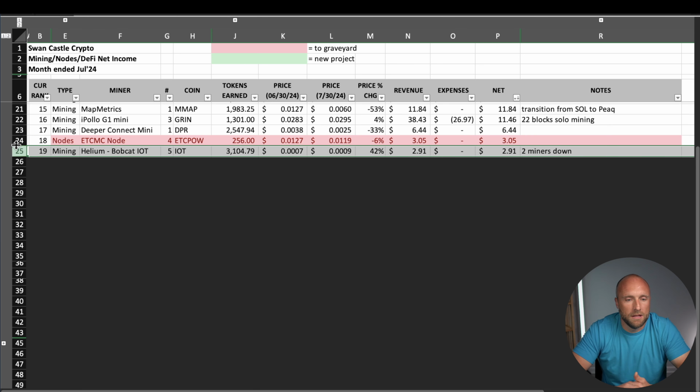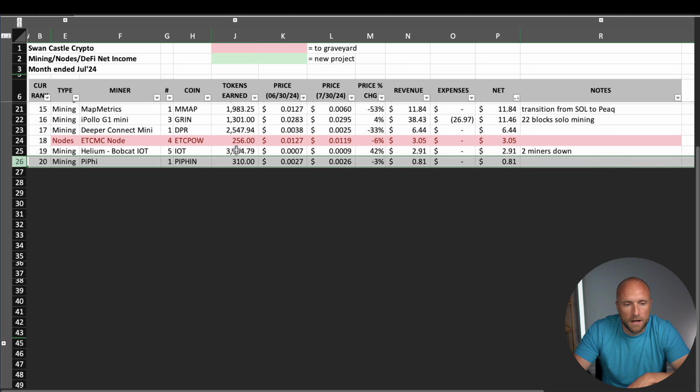Number 19, my Helium Bobcat IoT miners. I once again have 2 of these down. They're the Crank ones that are down, generating me just less than $1 a month for my Helium miners. Number 20, PiFi. Nothing really going on here. They went live a couple months ago, but we really haven't seen much action in terms of their PiFi token yet. So just generating just under $1 for the month.